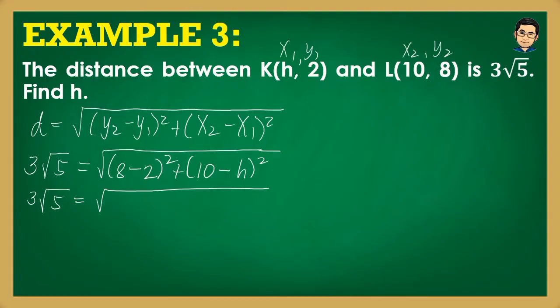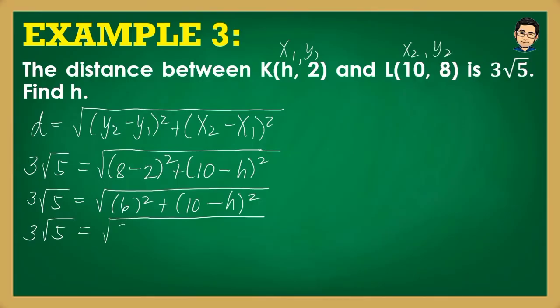Next, 3 square root of 5 is equal to the square root of 8 minus 2 is 6, plus the quantity 10 minus h, squared. Next, 3 square root of 5 is equal to the square root of 6 squared, that is 36, plus the square of 10 minus h, so square of binomial.